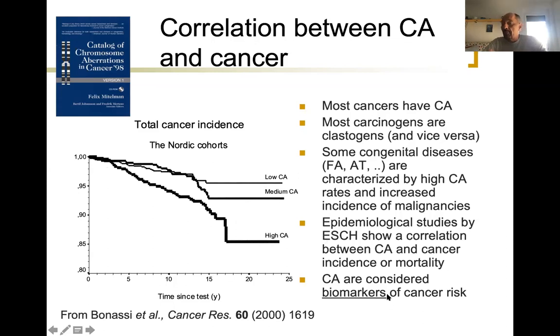For this reason, chromosomal aberrations are generally considered a biomarker of cancer risk. Now, this word biomarker is very important. Biomarkers are biological features that allow you to predict something. In this case, you can predict the risk of cancer.